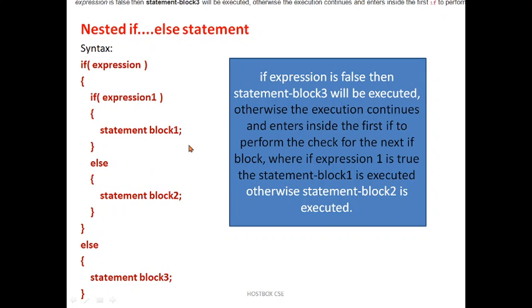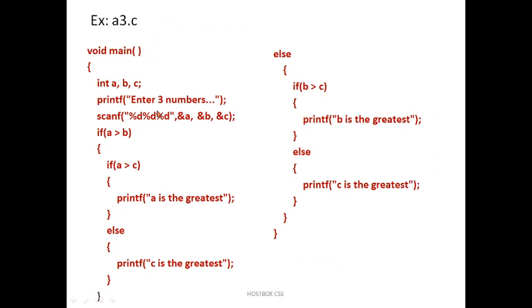Let's go for an example, you can get clarity and an idea. I'm going to write, using printf and scanf statements, a program called a3.c. Here I am going to give 3 input numbers a, b and c, where the first condition I check is if a is greater than b. If a is greater than b, the condition is true, it will check whether a is greater than c or not. Else it will print c is the greatest. Else, if this condition is wrong, it goes and checks b is greater than c, and prints b is the greatest. Else it will print c is the greatest.